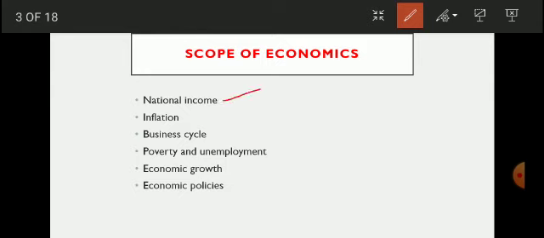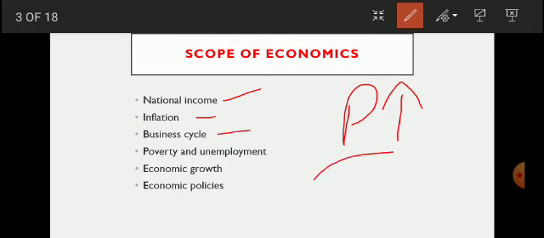What do you mean by national income? National income is the goods and services produced in a country. The money value of the goods and services produced within the country in a particular year is known as national income. The next, inflation. Inflation is a continuous rise in prices in the economy.